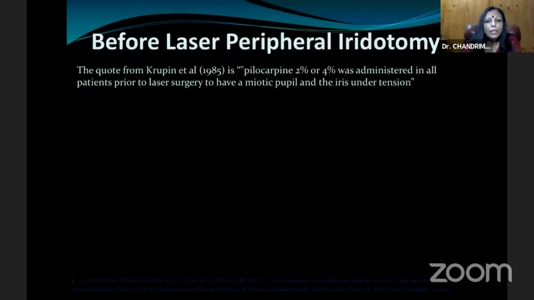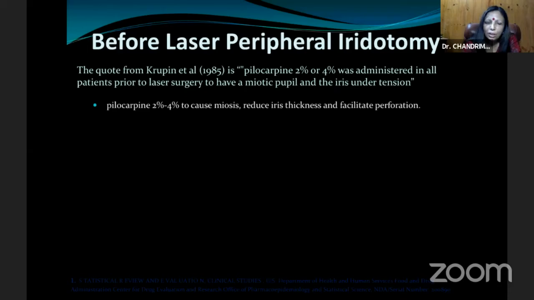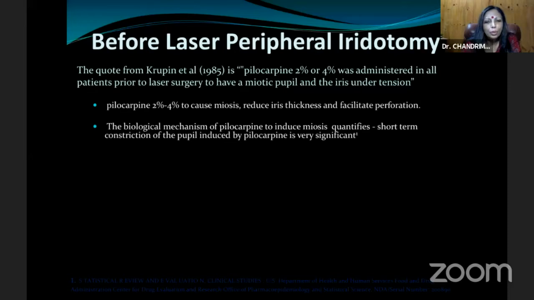Before laser peripheral iridotomy, the quote from Krupin et al. was that pilocarpine 2% or 4% was administered in all patients prior to laser surgery to have a miotic pupil and the iris under tension. That still holds good till today, and we do use pilocarpine pre-laser PI, 2% to 4%. 4%, however, is not available. We use the 2% to cause miosis, reduce iris thickness, and facilitate the perforation.